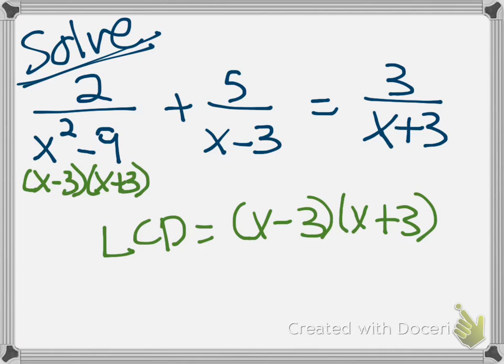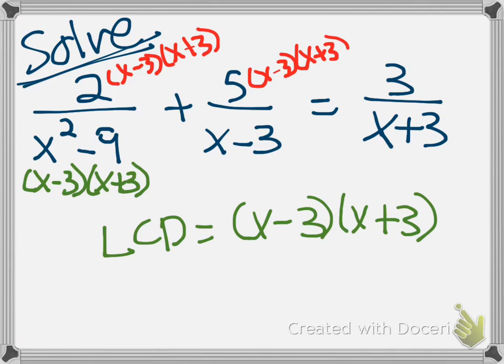So what you're going to do is you're going to take that LCD and you're going to multiply it to all fractions. So I have x minus 3, x plus 3, x minus 3, x plus 3, x minus 3, x plus 3.